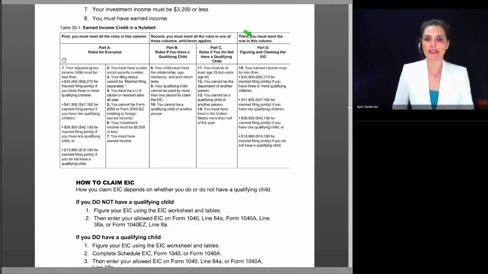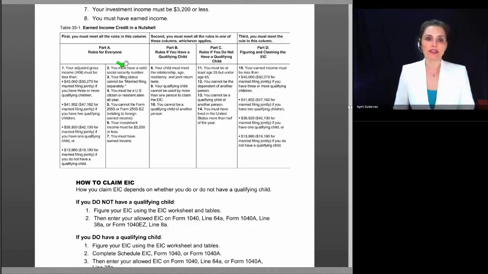In Part A and D, you can see point one in Part A, and then point 15 in Part D, both have to do with income. The differences in income, if you want to read those with me, are for Part A, your adjusted gross income must be less than the amount shown. And if you go over to Part D, your earned income must be less than the amount shown. So it's possible your adjusted gross income could be lower than your earned income, or your adjusted gross income could be higher than your earned income. It's mathematically possible, and the IRS is saying that both your AGI and your earned income must be less than the amount shown for your filing status and the number of qualifying children you have.